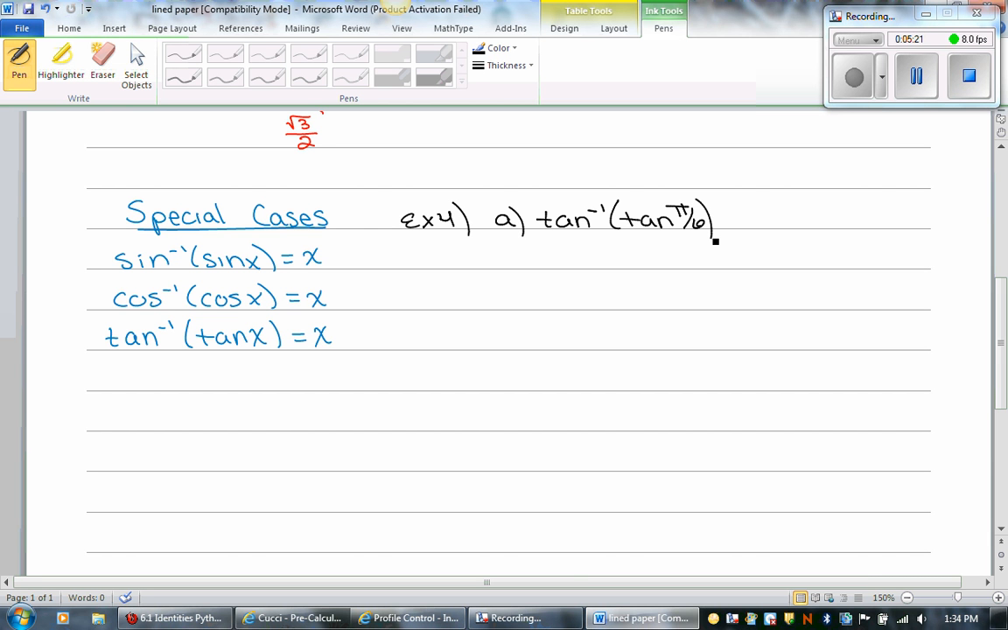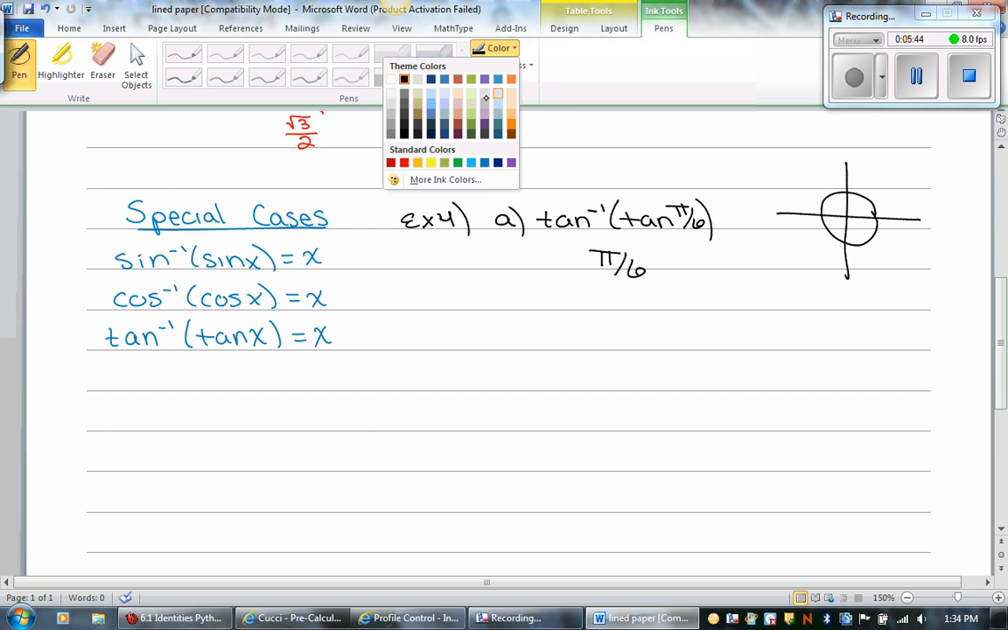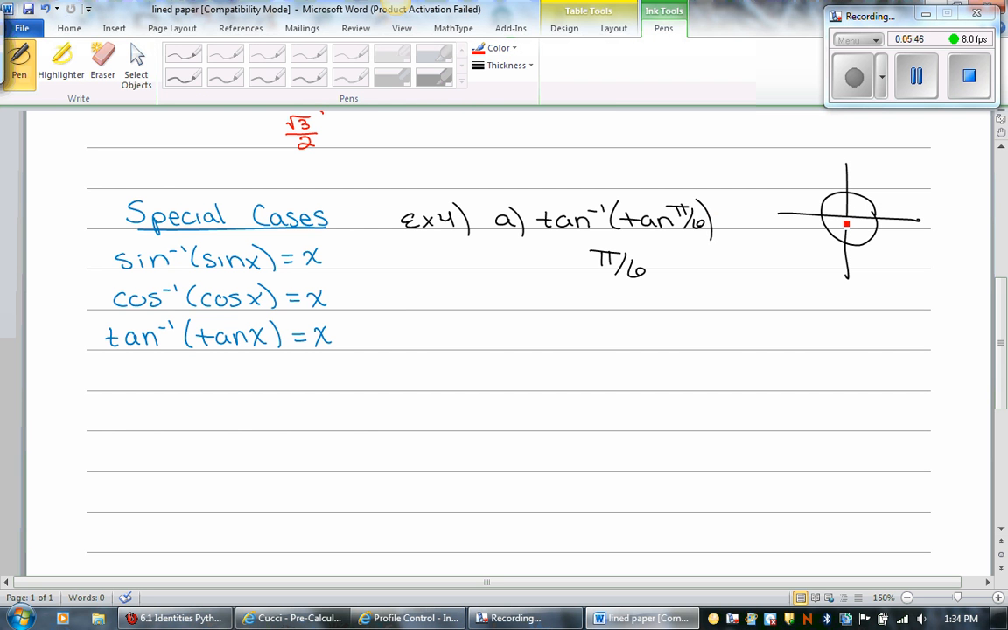So this becomes very simple, and since it's in that range, it's just going to equal pi over 6. This goes back to when we talked about what portion of the unit circle our range existed on. And since pi over 6 is in that range, we're just going to take that value. This was what tangent was. All right, so let's look at another one.